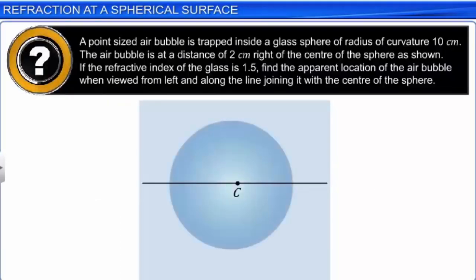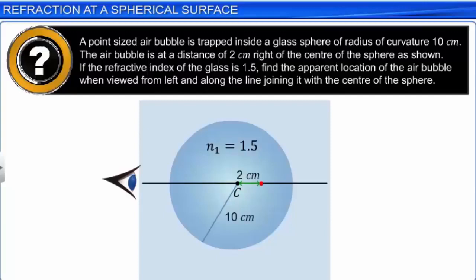Let us now look at a problem. A point-sized air bubble is trapped inside a glass sphere of radius of curvature 10 cm. The air bubble is at a distance of 2 cm right of the center of the sphere as shown. If the refractive index of the glass is 1.5, find the apparent location of the air bubble when viewed from left and along the line joining it with the center of the sphere.